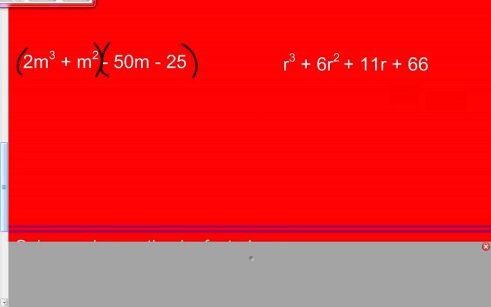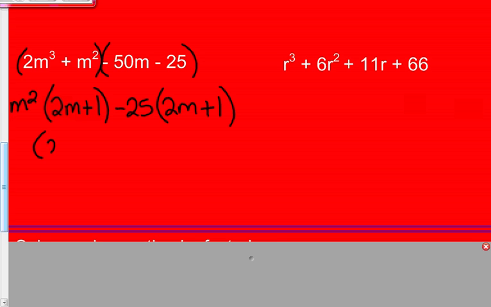Okay, first one, we're going to factor out an m squared. We'll be left with 2m plus 1. The second one, we're going to factor out a negative 25. So we'll be left with 2m plus 1, because negative 25 from negative 25 makes a positive 1. So there you have the same factor inside each of those parentheses. So final, we have 2m plus 1, and then the m squared minus 25.